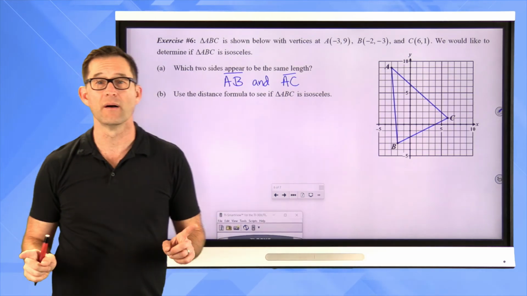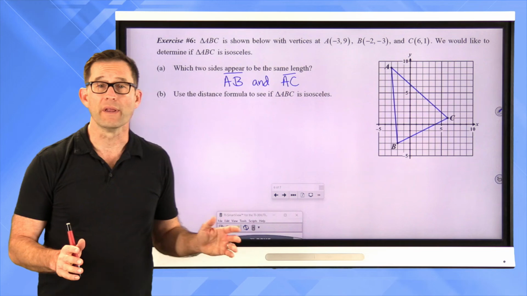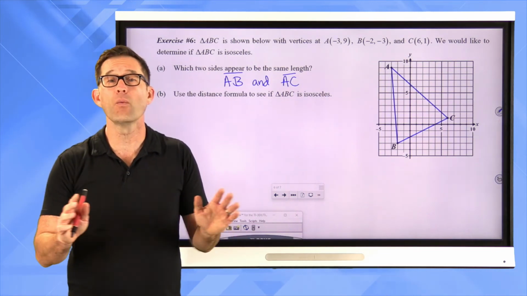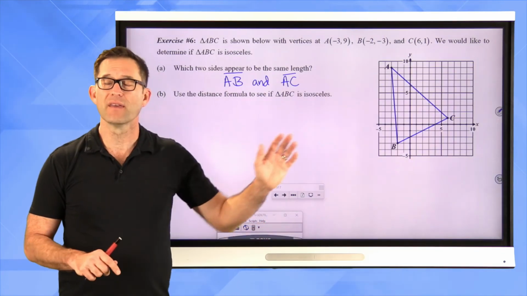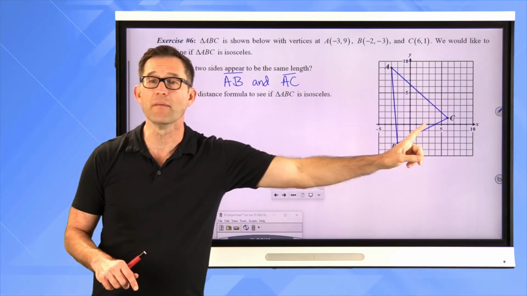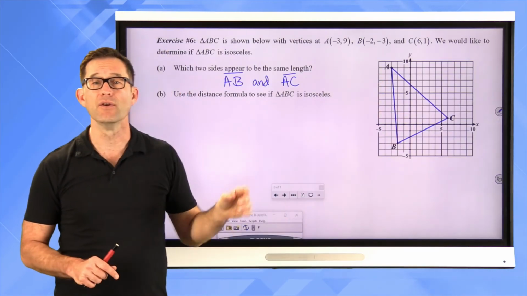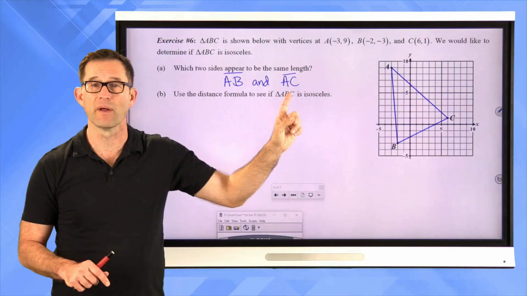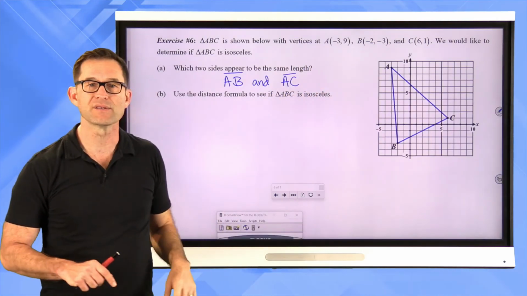That's where letter B comes in. Use the distance formula to see if triangle ABC is isosceles. Now, we could totally find the length of every one of the three sides, no question about it. But given that we've got the graph here, and we know that there's no possibility that BC could be the same length as AB or AC, all I really need to do is check to see if these two have the same length. So first things first, let's figure out what the length of AB is, all right?